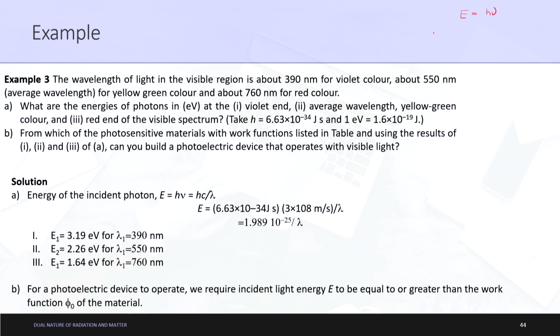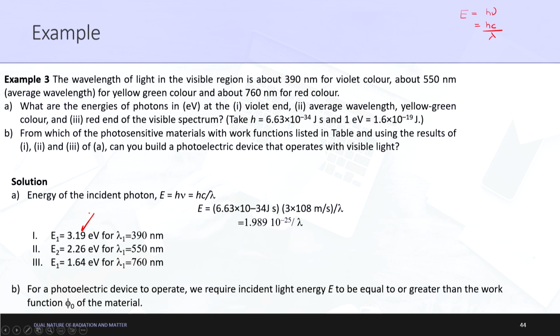The value of wavelength is given to you, so you can change it to hc by lambda. h is given to you, c is known to you, and lambda is given in the question. So nothing typical, you just put in the values and you can get the answers. The value for the first is 3.19 electron volts.